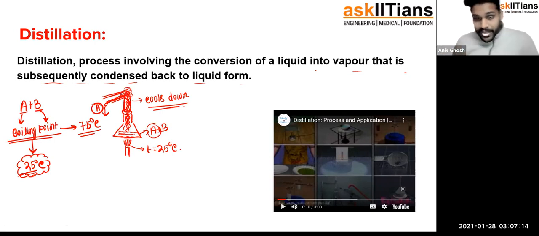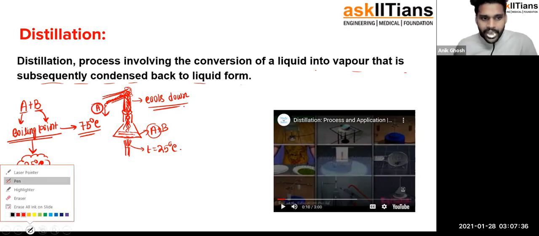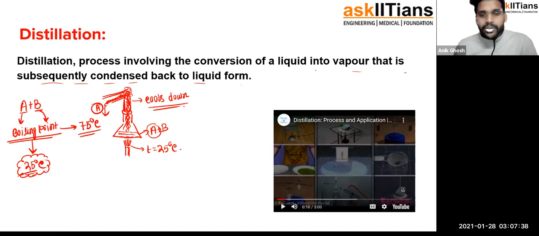After that, if I take a beaker over here, I would be able to collect that A, and B would remain there only because the temperature is not 75 yet. I need to keep in mind that the temperature shouldn't reach 75 degrees. Otherwise B would also start evaporating, and then again the mixture would be there. So this was the entire overview. It was rather a very shallow discussion, so let's see what the exact thing is.